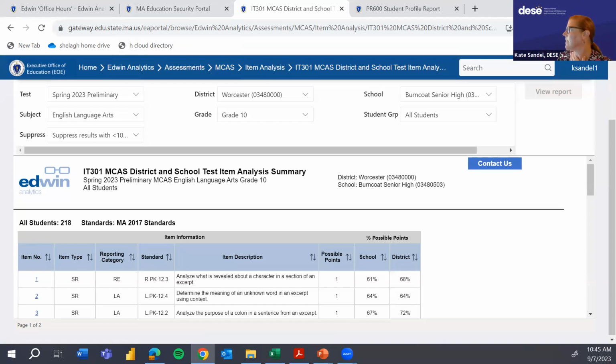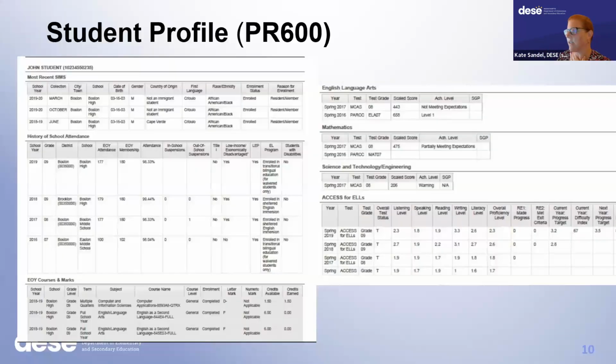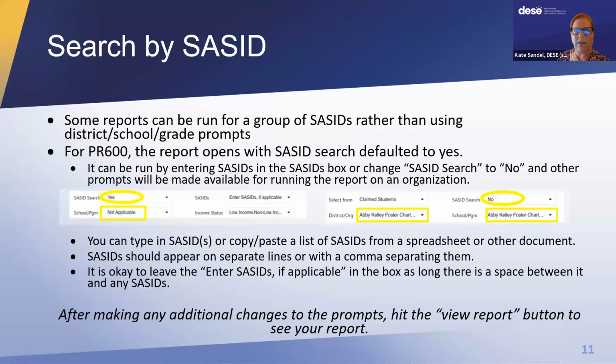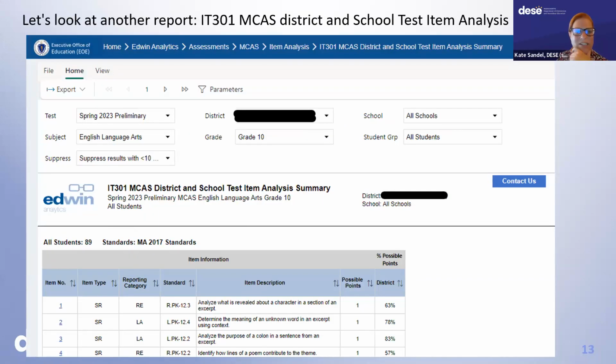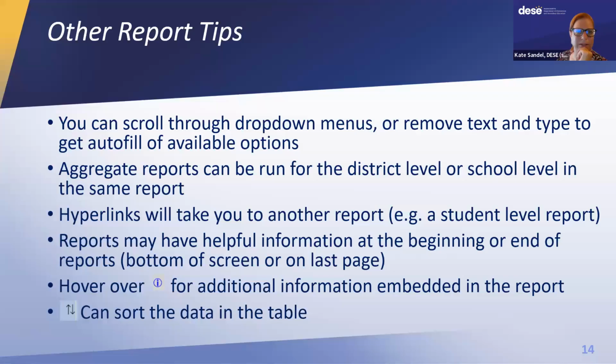So let me just double check. Okay, search by SACID. Let me see if I've covered everything I planned to do. Report by, yeah, here's a school with fill rate. Yeah, walk through that. If you scroll drop down menus, remove text and type over.